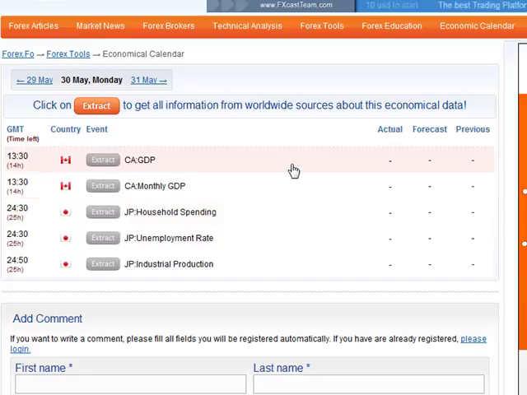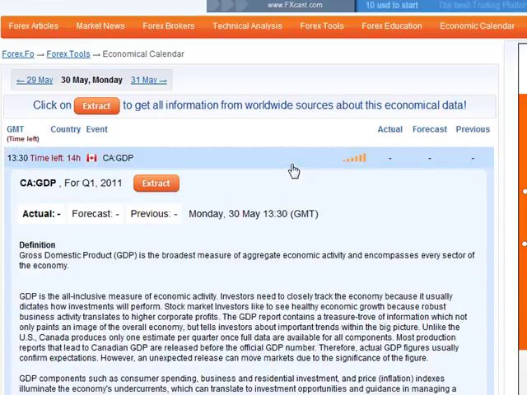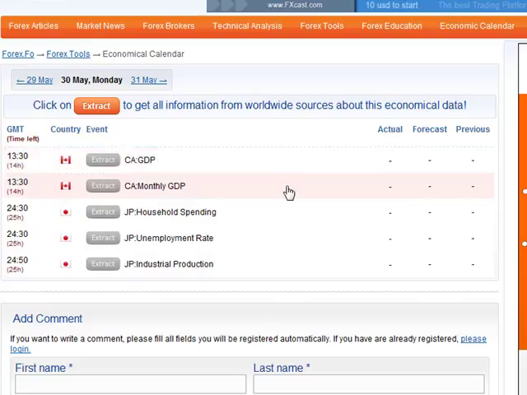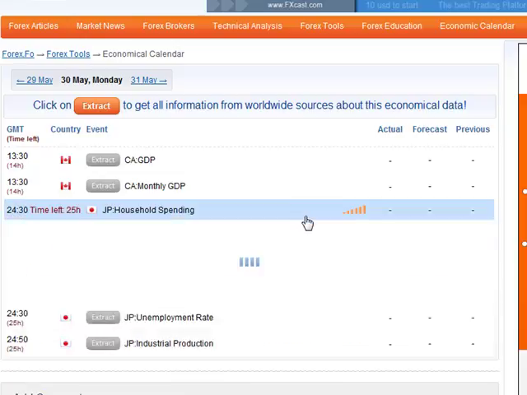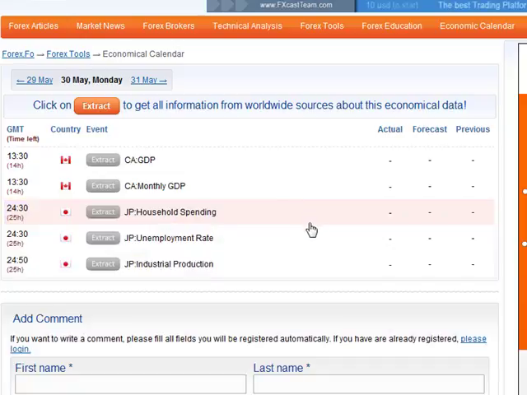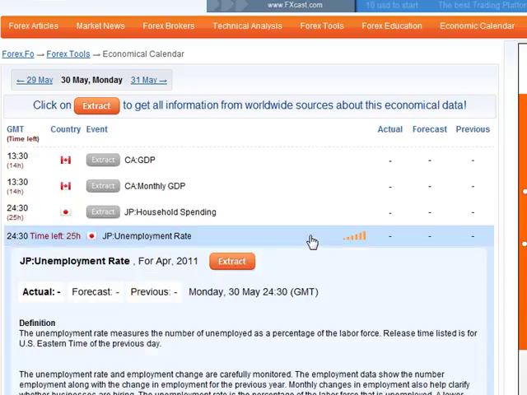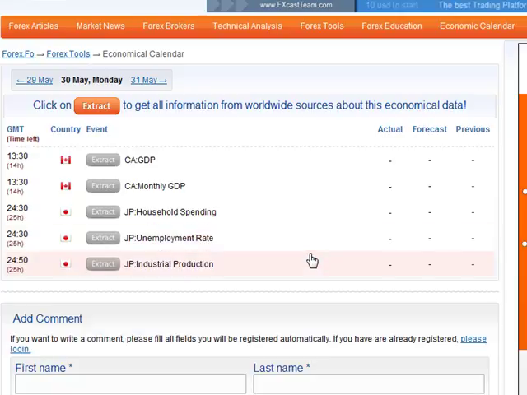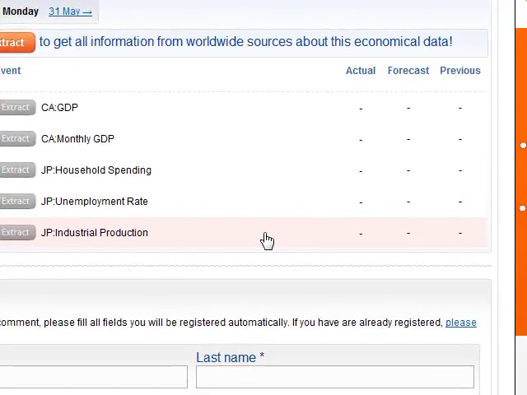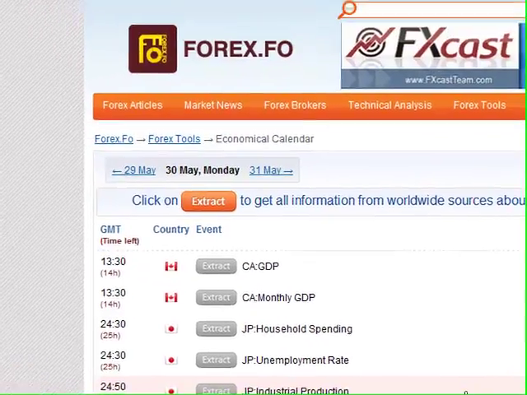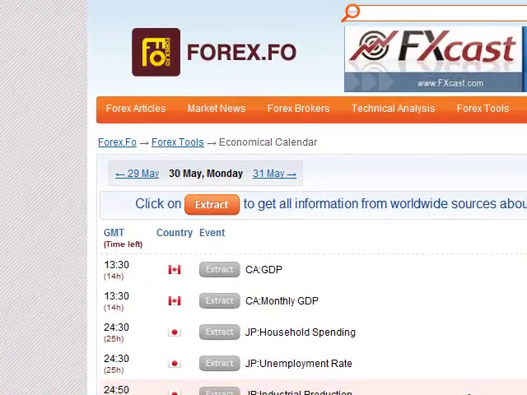But we can see on the Canadian, we've got GDP. So I believe we talked about the dollar Canadian as a trade, so that certainly is going to affect it. And we had 2 yen trades, so we've got housing spending, and more importantly, we have unemployment rate. And we also have industrial production. So those 2 yen trades that we mentioned also could be greatly affected by these economic releases.